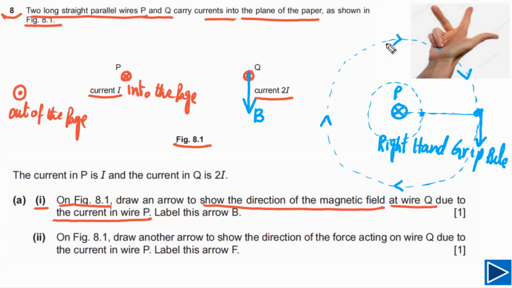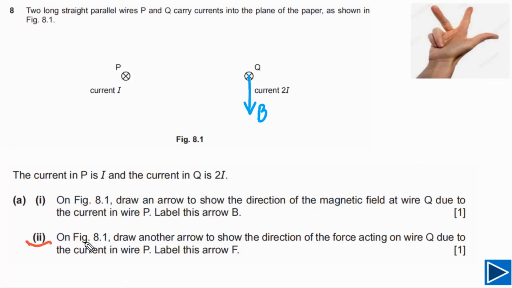For example, if I ask you what is the direction of magnetic field at this point, simply you have to draw an arrow in this direction. You can draw this line, and the magnetic field is tangent to this. This angle is 90. So this is how you can draw the magnetic field at any given point around any wire.